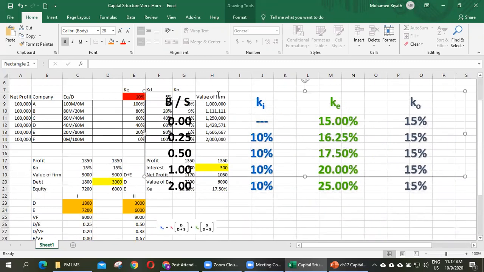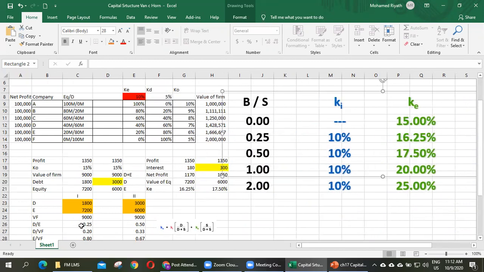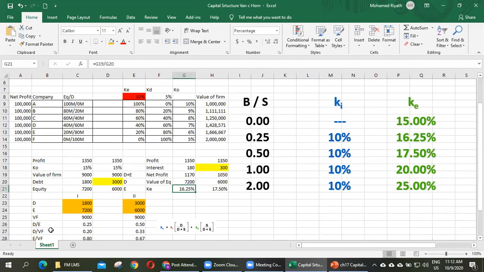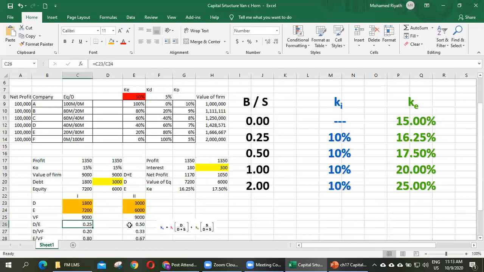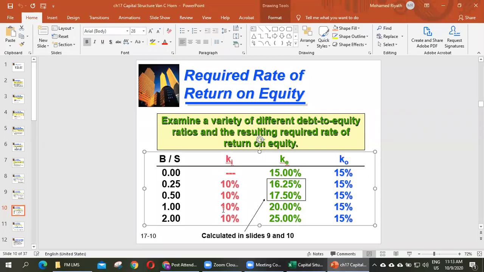Right, you see here, this figure 16.25, where we have taken 16.25 here. That time the capital structure was 0.25, this one. That time the cost of debt is 10%, cost of equity is 16.25, and it changed to this value here. 0.25 became 0.5. Cost of debt remains unchanged, but cost of equity has increased to this value. In the different combinations, cost of debt remains unchanged, but cost of equity increases. Finally, overall cost of capital has no impact. So we examine a variety of different debt equity ratios, and the resulting required rate of return is like this.